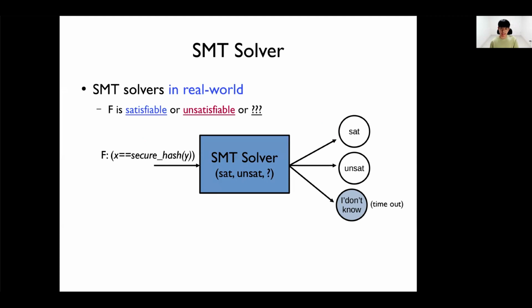However, note that an SMT solver running on a real-world program can take a formula as input and return another answer: I don't know. For example, when given a formula containing external code such as a secure hash, or a very complex formula with nonlinear constraints, the SMT solver is not able to decide either satisfiable or unsatisfiable. So a practical SMT solver such as Z3 has a third answer like I don't know or timeout. So in white box testing, the SMT solver is mainly used to generate a test case that satisfies path conditions in the programs.